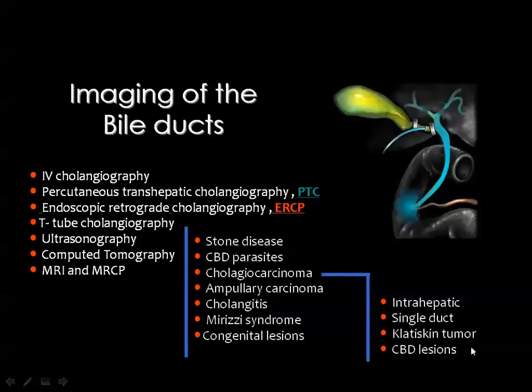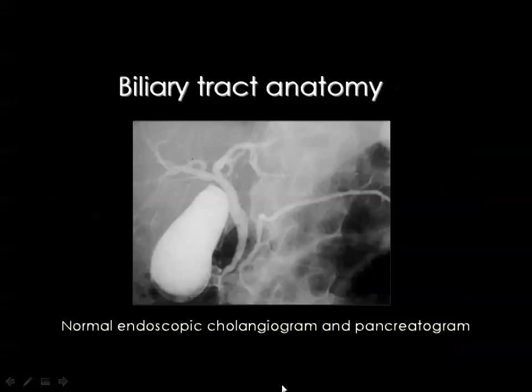Cholangiocarcinoma has some types. Intrahepatic cholangiocarcinoma we have discussed in the section of hepatic imaging. Then single duct cholangiocarcinoma and hilar cholangiocarcinoma, which is known as Klatskin type. Then common bile duct lesions I will show to you.